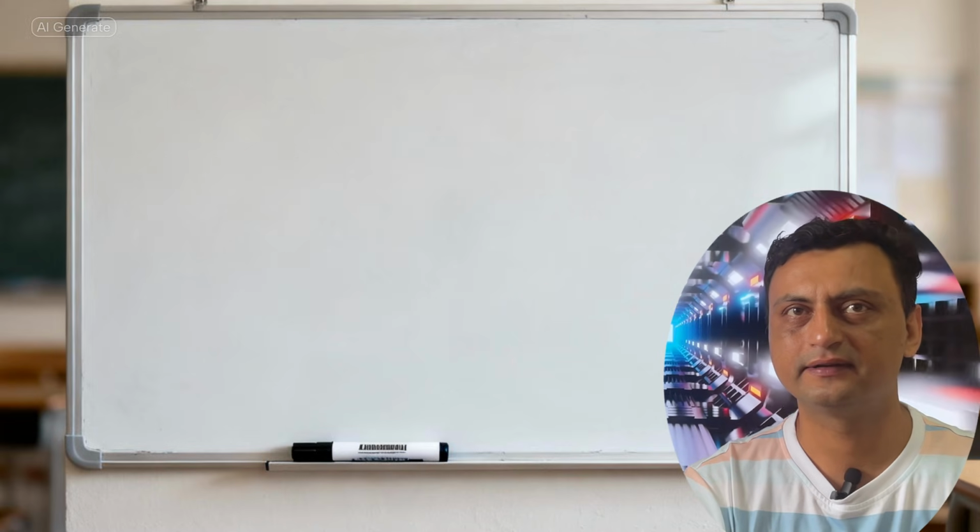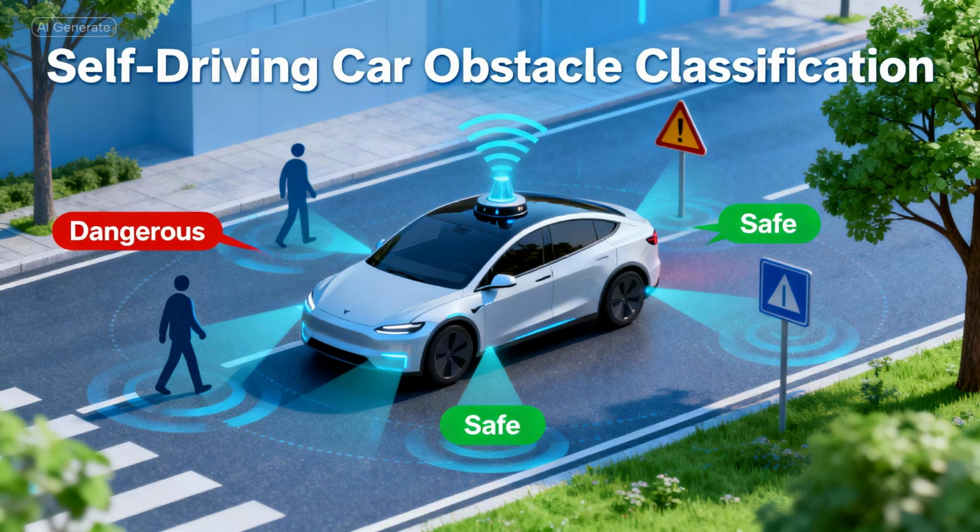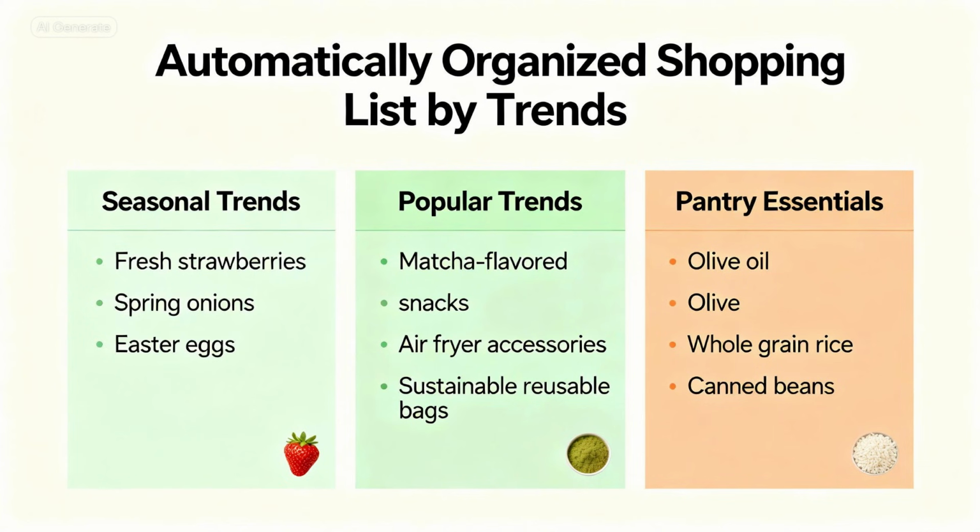Daily life example. Let's talk about the self-driving car. The car learns which obstacles are dangers and which are not, like road signs or trees. Another example: predict which server might fail next based on past logs. And another example is organizing your shopping list automatically based on your past trends.